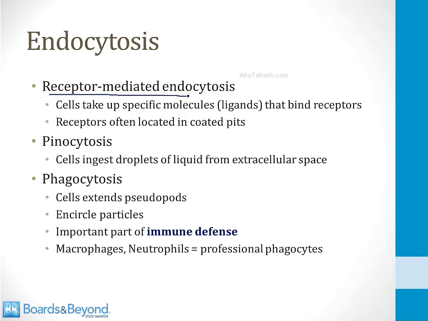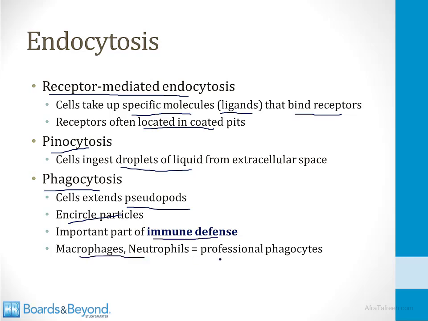In receptor-mediated endocytosis, cells take up specific molecules, which are called ligands, that bind to receptors on the cell membrane. The receptors are often located in coated pits. I'll show you a picture of that in a minute. Pinocytosis is when a cell ingests droplets of liquid from the extracellular space. And then finally, phagocytosis is when the cell extends little arms called pseudopods from the cell membrane that encircle a particle. And this, as you may know, is very important for immune defense.